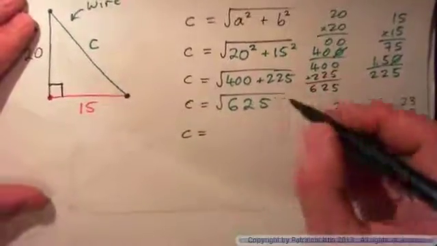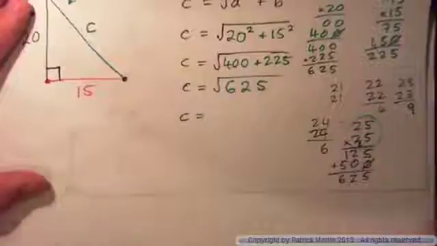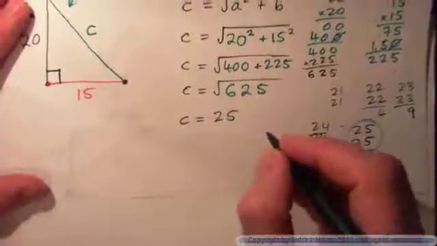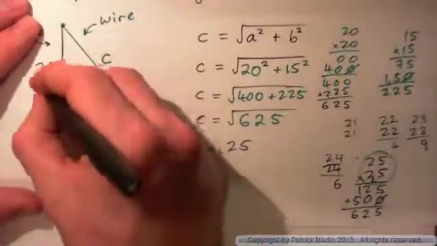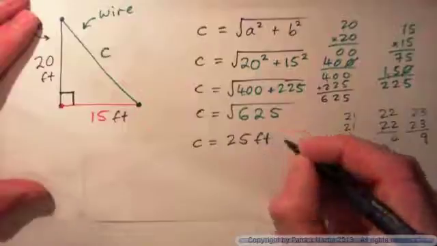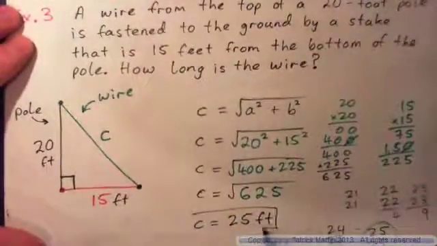So the answer is, well, what times itself gives 625? The answer is 25. And of course these are all measured in feet, so 25 feet is the answer. That's the length of the wire, 25 feet, right?